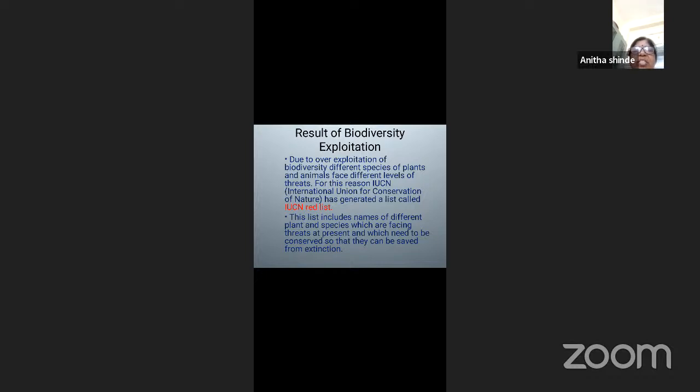They have generated a list called the IUCN Red List, and this list includes the names of the different plants as well as animal species which are facing threats at present and which need to be conserved. They should be saved from becoming extinct. That is the reason why the International Union for Conservation of Nature was founded. They have given a list of the plants as well as the animals which are on the verge of extinction and which have to be conserved. So this is how, because of this biodiversity exploitation, this was done.